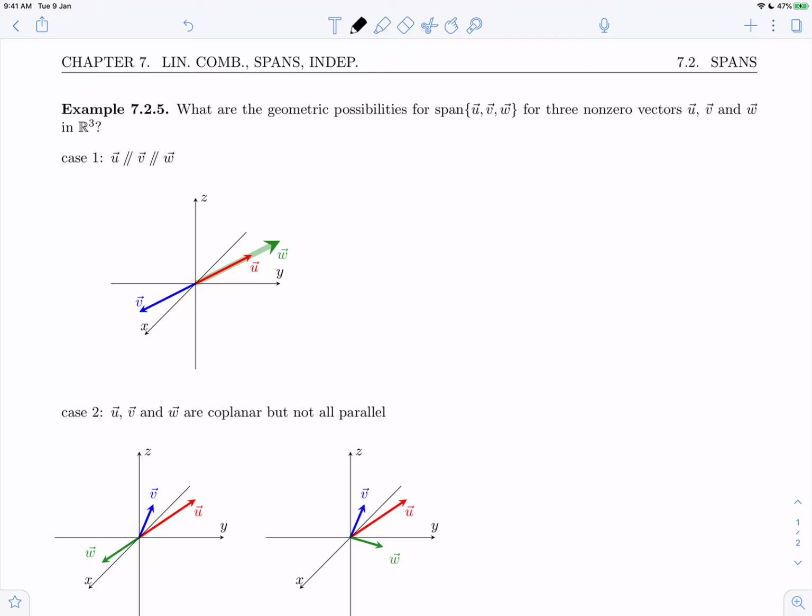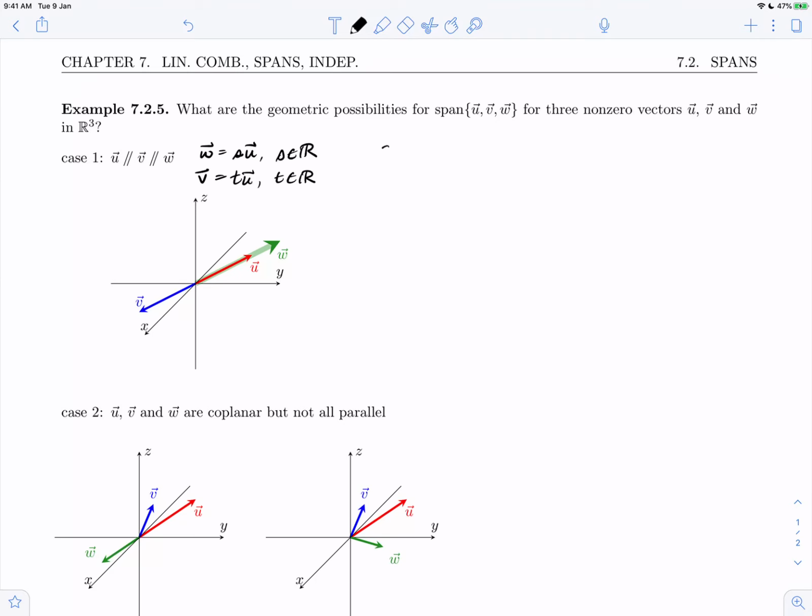We know algebraic relationships between these vectors if they are parallel and non-zero. We know that w must be a scalar multiple of vector u. So let's call that multiple s. So w is s times u for some s in R. Similarly, if v is parallel to u, v must be a multiple, let's call it t, of u for some t in R.